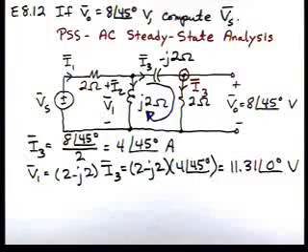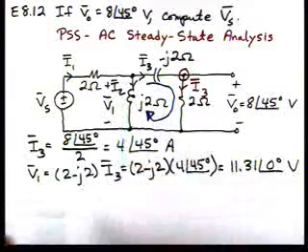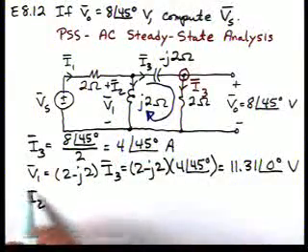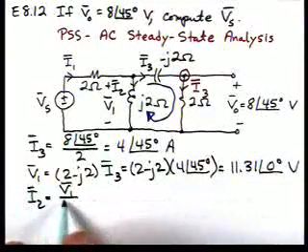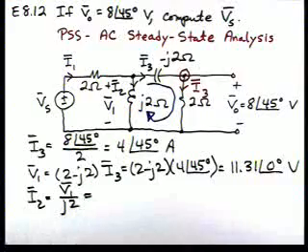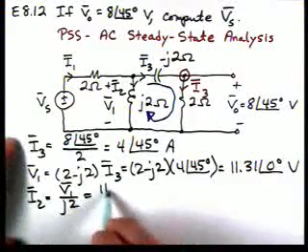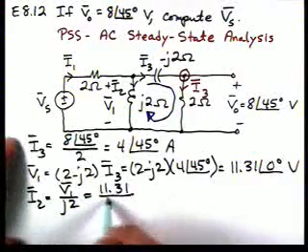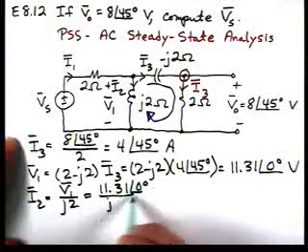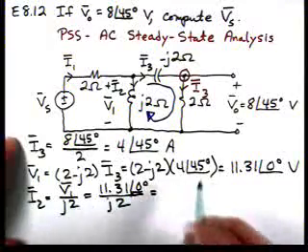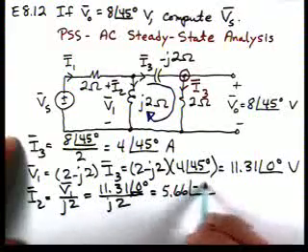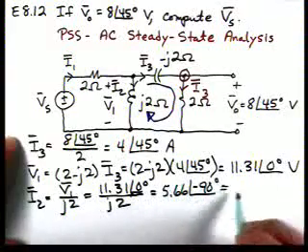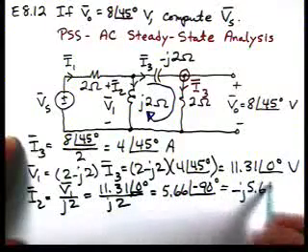Now we can calculate I2, because I2 is V1 divided by J2. So we have 11.31 at an angle of 0 divided by J2, which gives us 5.66 at an angle of minus 90, which can also be written as minus J 5.66.